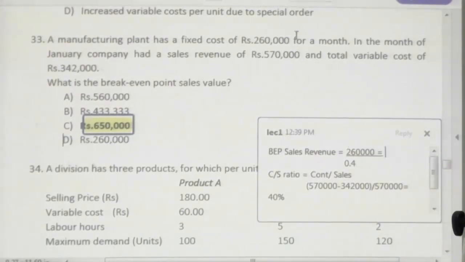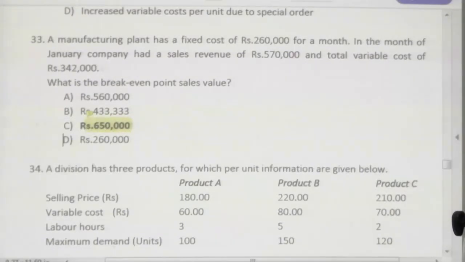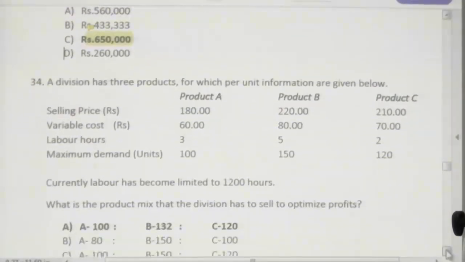Otherwise, you can take fixed cost divided by contribution per unit, then you have BEP quantity, then you can multiply it by the sales price per unit, but no information is available for that method. Therefore, we have to go to the second method we have explained here, right? Moving into the next question, 34.